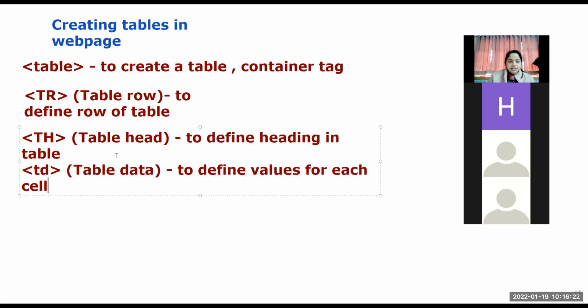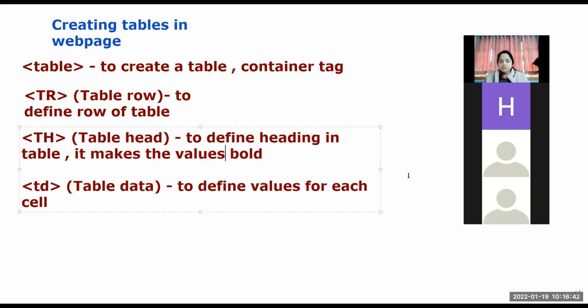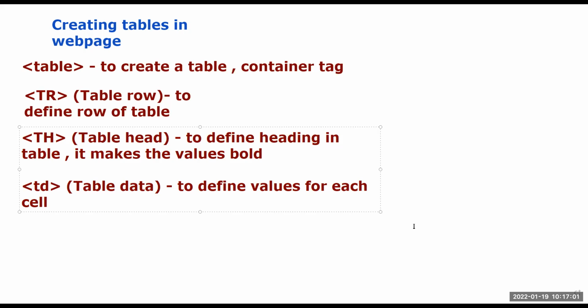The th tag defines the headings, that means usually in the first row we give the headings. Those headings can be given by using the th tag. It makes the value bold automatically. Whatever values we define with the th tag, it will make them bold. Yes, note down this. tr to define the rows of a table, th to define the headings in a table, and td to define the values for each cell. Yes, note down done.